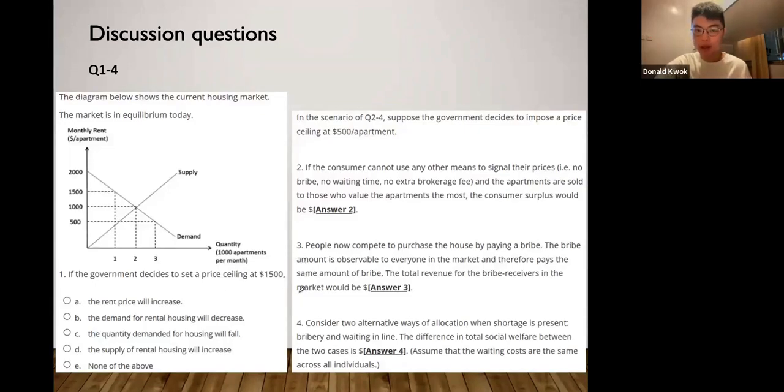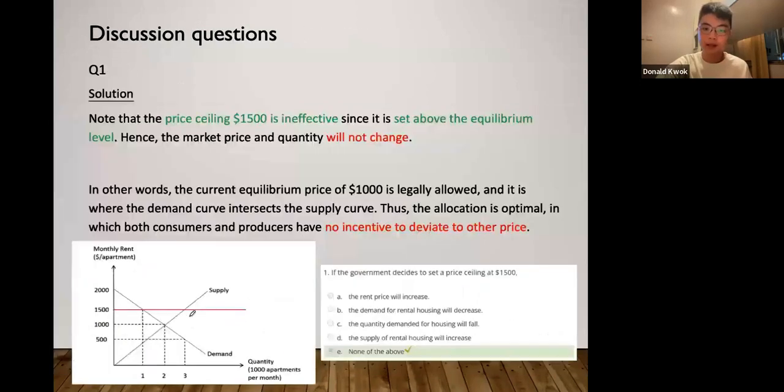Dealing with this question, we need to check the effectiveness of the price ceiling or price floor. As you can see, 1,500 is above the equilibrium level of 1,000. So this means that this price ceiling is ineffective and the market will just have no impact. The price and quantity and everything will just stay the same. So the answer will be none of the above. Nothing will change in the market.